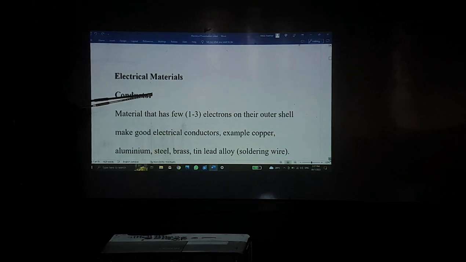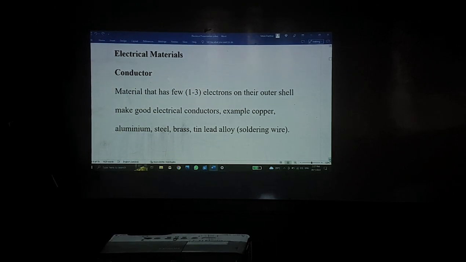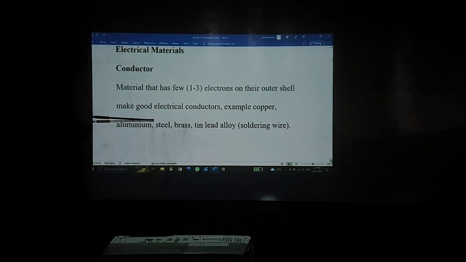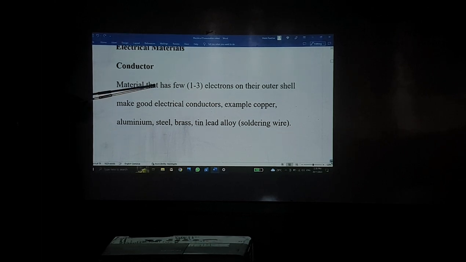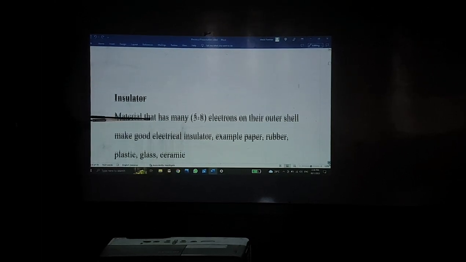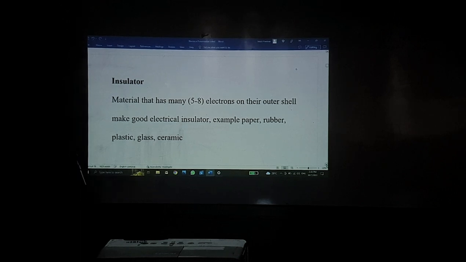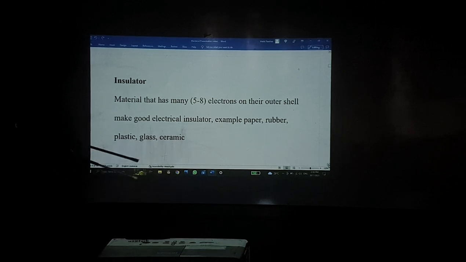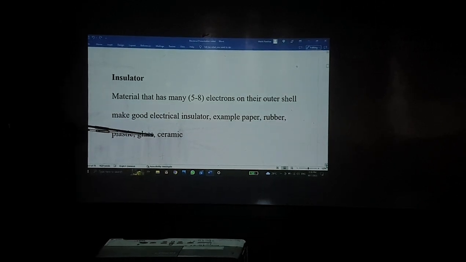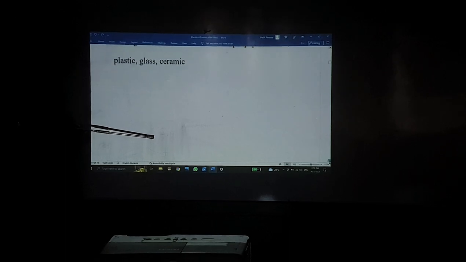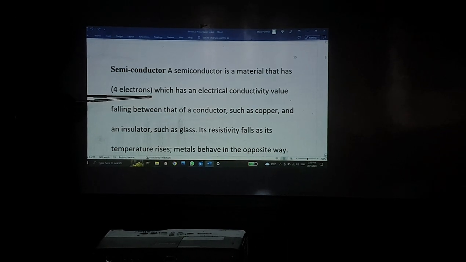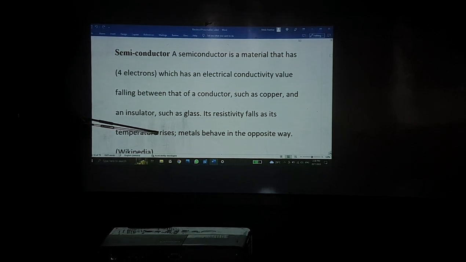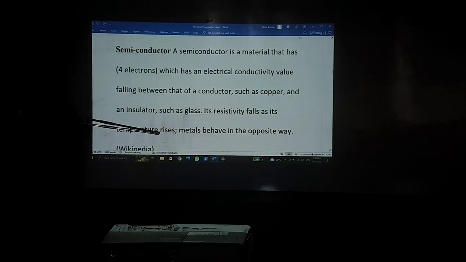Right? And we look at electrical material. We look at conductors, which allow electrons to flow easily. If you look at it from an atom perspective, let's say 1 to 3 electrons in the outer shell. Insulator: material that does not allow electrons to flow easily. These materials have about 5 to 8 electrons in the outer shell. And we look at examples of these. Semiconductors: material between a conductor and an insulator, right?